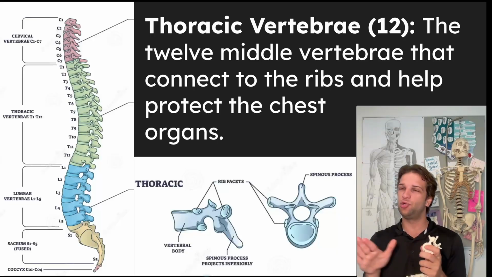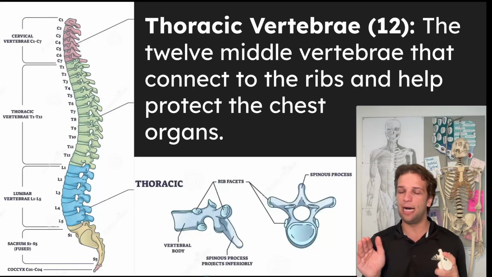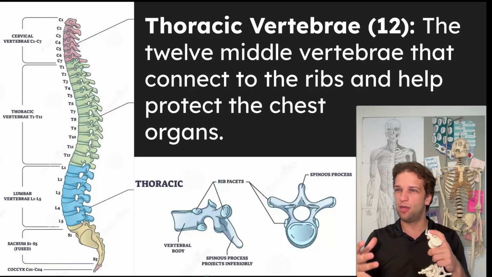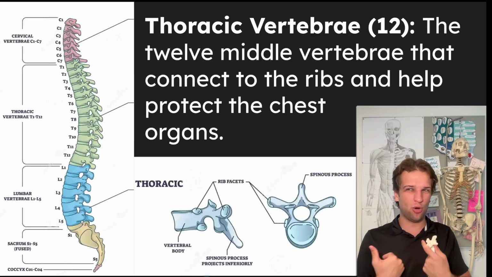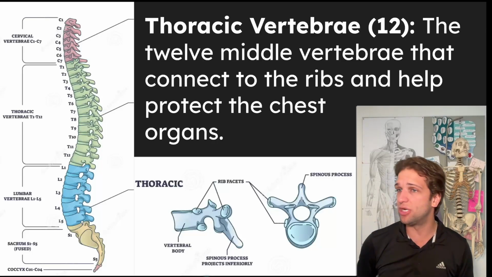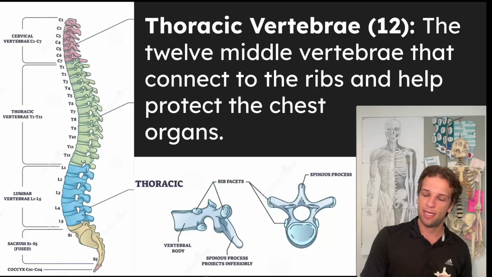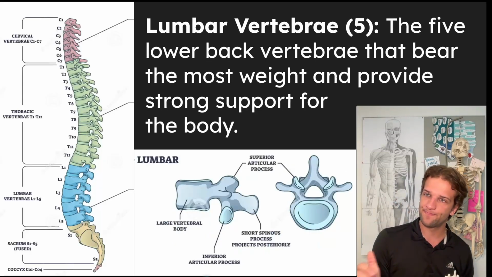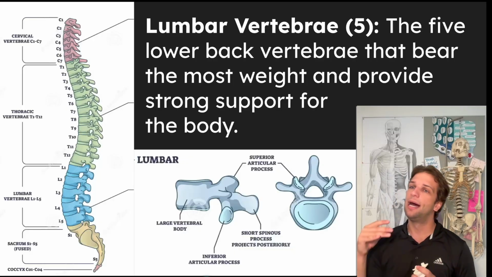And again, it's to limit movement a little bit more, lock it more in place so that we are more stable in our core. We don't want to be able to spin a ton, because we could risk damaging that spinal cord. So the thoracic are the middle ones. And then we've got the lumbar at the base.